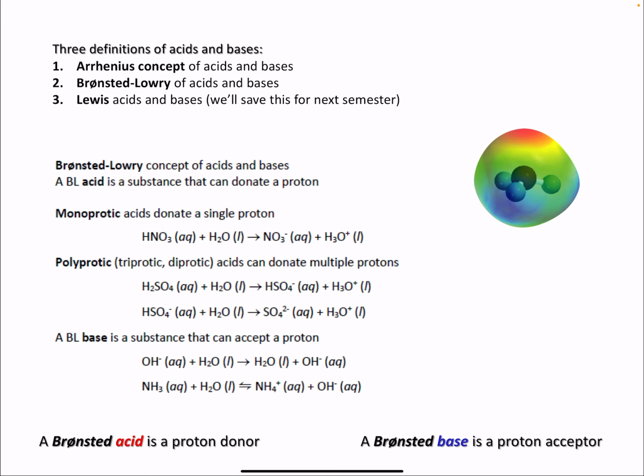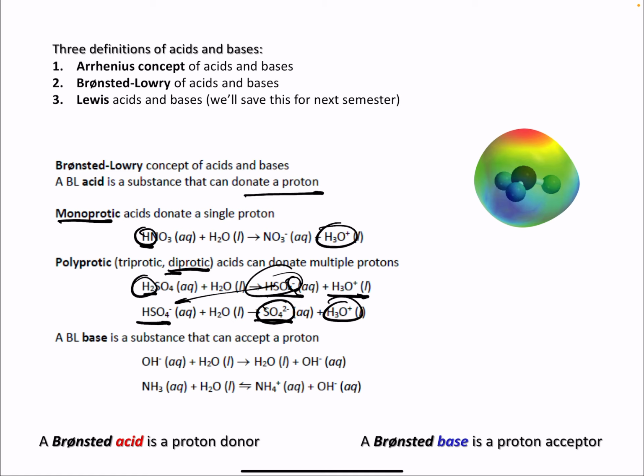All right, so Bronsted-Lowry acids are substances that donate protons. They can be monoprotic, right? If you donate one proton, like nitric acid, it's monoprotic. Polyprotic means you can donate more than one proton. So H2SO4, sulfuric acid, has 2 protons to give away, so we call it diprotic. H2SO4 plus water gives me hydrogen sulfate, with the negative charge, plus hydronium. This one can ionize again to donate a second proton to become sulfate and H3O+. So 2 protons means diprotic, 3 protons means triprotic. So H3PO4 would be a triprotic acid.